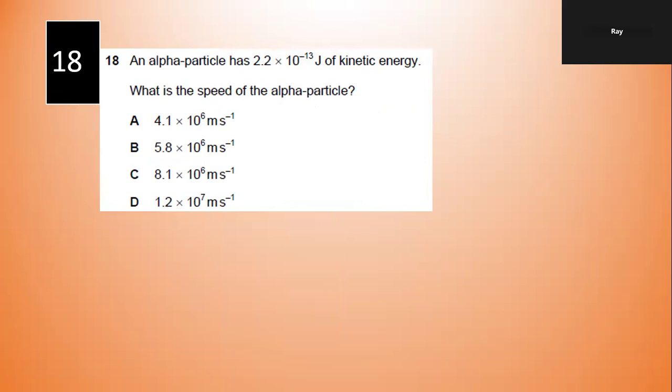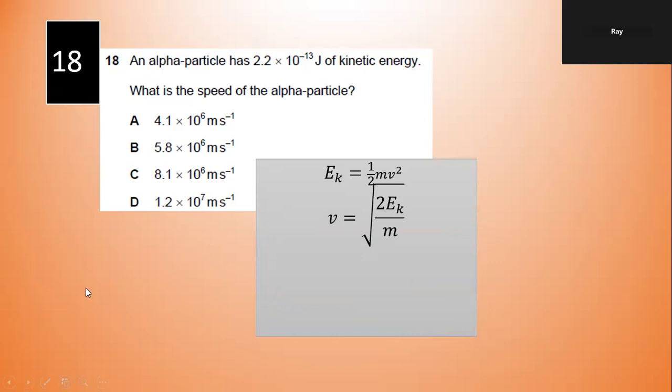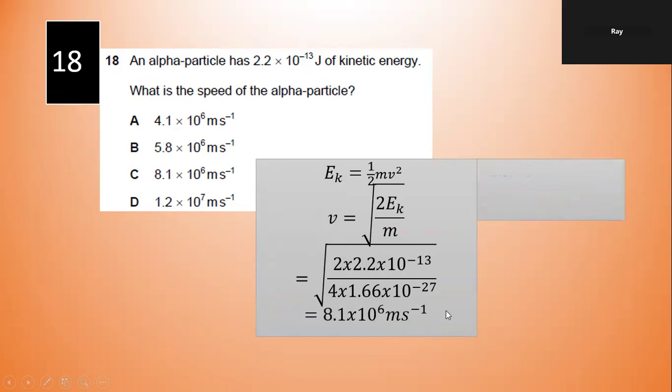How about this one? What is the speed of the alpha particle? Energy is given. Oh, C. Basically use the kinetic energy formula and make velocity or speed the subject. Kinetic energy is given. The half becomes 2, you cross multiply. Then alpha has 4 nucleons. Mass of each nucleon is that one. Use atomic mass unit. Okay, good.